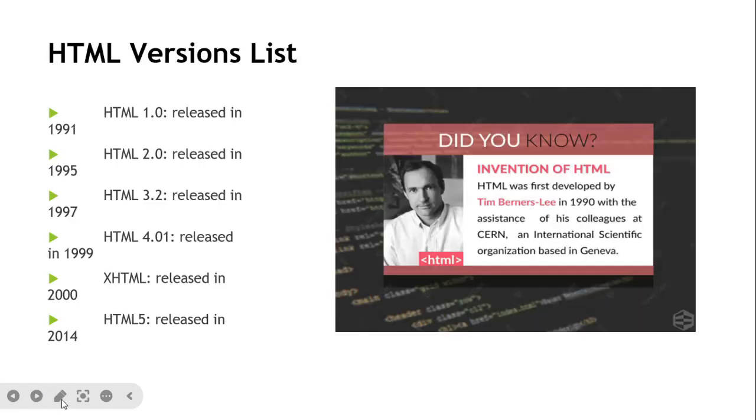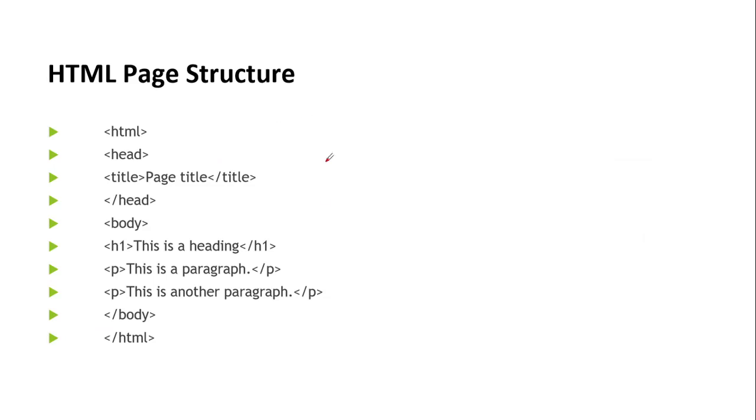Next, we discussed the HTML version list. The latest version which we are using is HTML 5.0. And who invented it? The name is Tim Berners-Lee, in the year 1990. Then we discussed page structure. The page structure starts with the HTML tag and ends with the HTML tag. Inside that HTML tag, we have two parts: head and body.